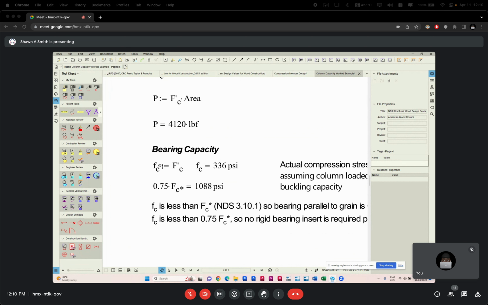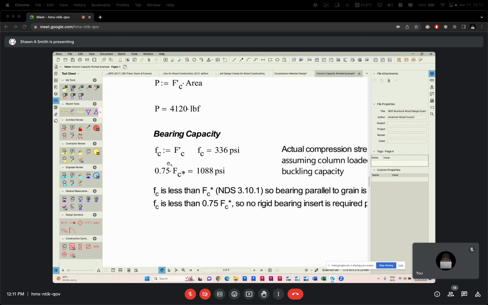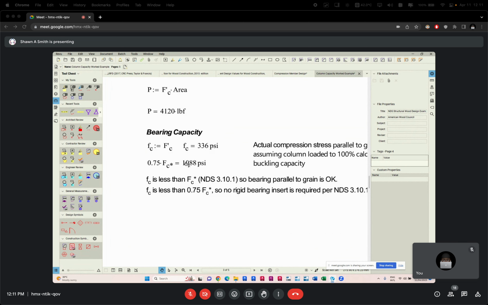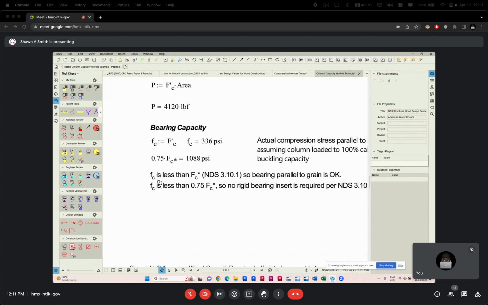Remember that small Fc, this Fc class, this would be if the element had loads that we calculated F prime C from the loads. But because we don't have any loads now, we are saying that this column can carry this stress. Right? Now, this is really applying a factor of safety. A 0.75. Right? It says if F prime C is less than that, so bearing parallel to the grain is okay.